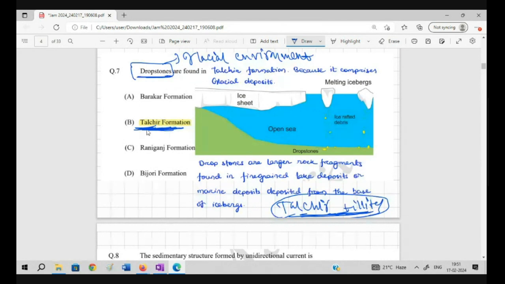And because it is formed in glacial environment, only this one can contain drop stones. Yes or no? But all the others, whether it's Barakar, Raniganj or Bijori formation, are formed under fluvial condition. In fluvial condition, there is no chance of occurrence of drop stones.